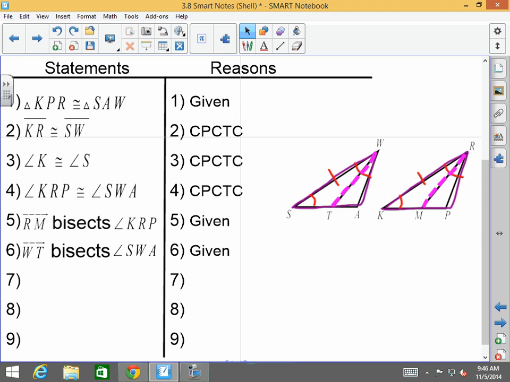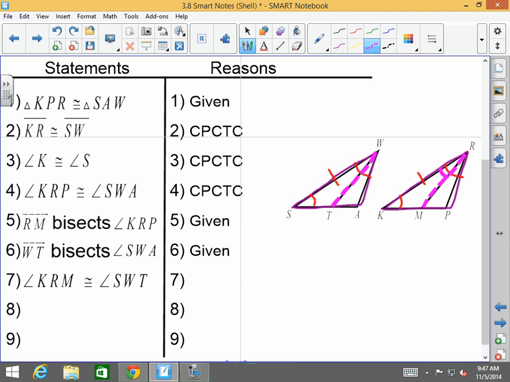Okay? Now there's another given that says RM bisects angle KRP and WT bisects SWA. Those are both given. And if RM bisects KRP and WT bisects SWA, and we already know that angle KRP and angle SWA are congruent, what do we know about halves of congruent angles? They are congruent. So I have a double bisector here. So I can say now that angle KRM, which is this piece here, is congruent to angle SWT, which is this piece right there, because of division property. Halves of congruent angles are congruent.